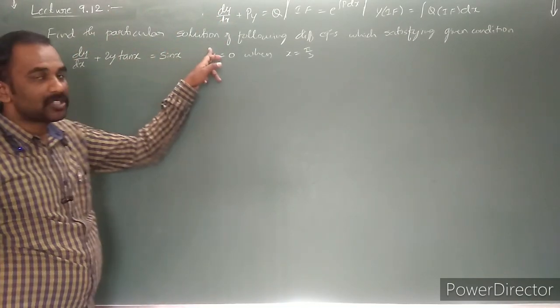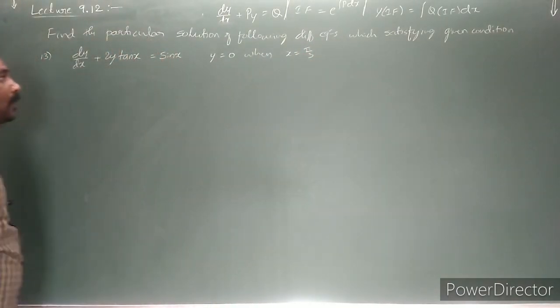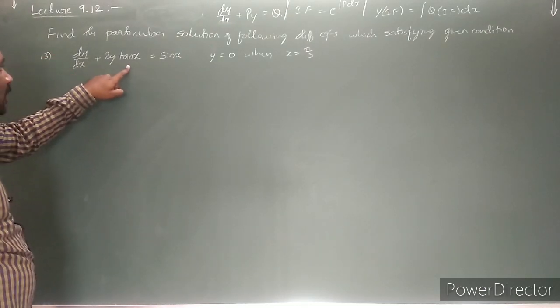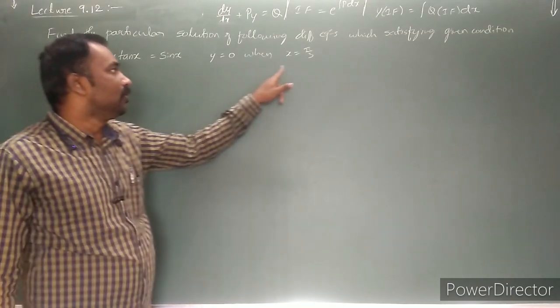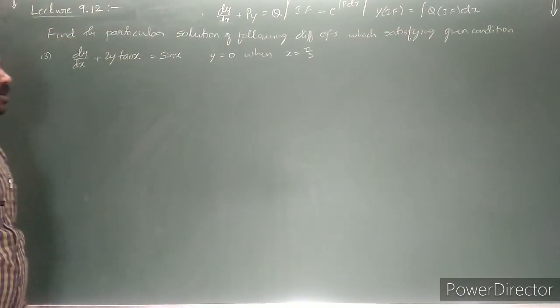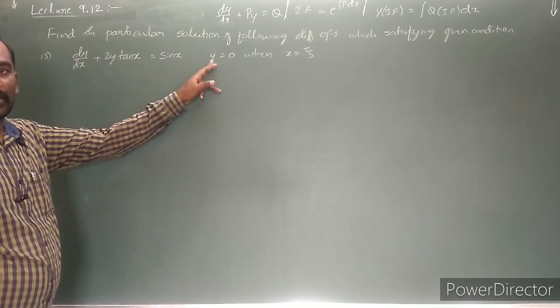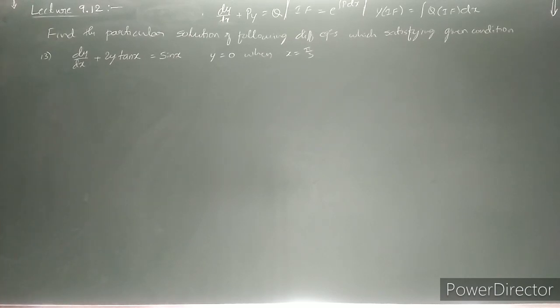Find the particular solution which is satisfying the following condition, for the given differential equation: dy by dx plus 2y tan x is equal to sin x. The condition is y is equal to 0 when x is equal to pi by 3. Pi by 3 is 60 degrees. At 60 degrees, this curve gives y equal to 0.